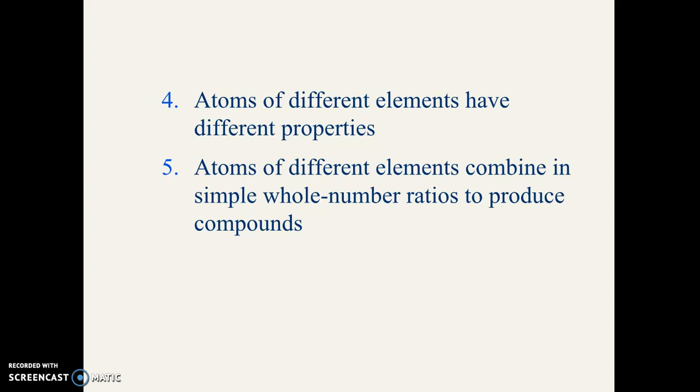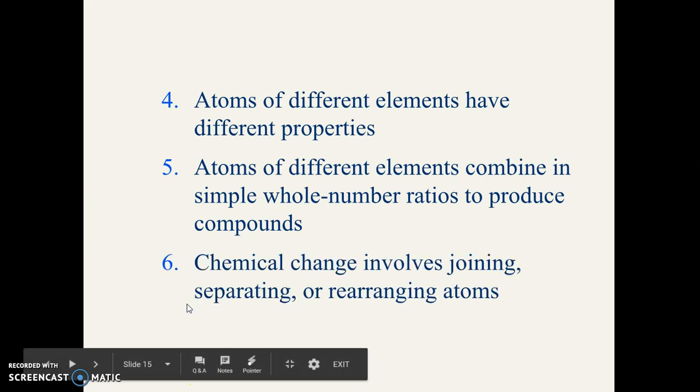You notice that they are whole number ratios. We never have halves or quarters, or we don't use decimals. It's always 1 atom of this combines with 1 atom of this, or 1 atom of this combines with 2 atoms of this. So you end up with simple whole number ratios.